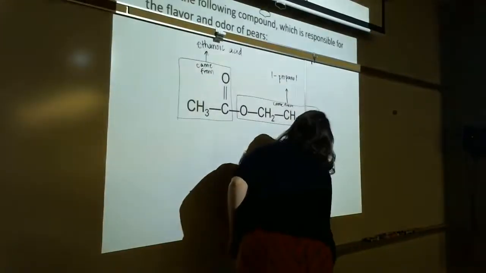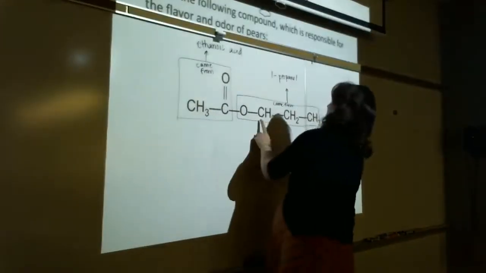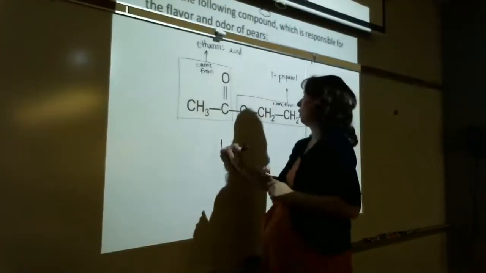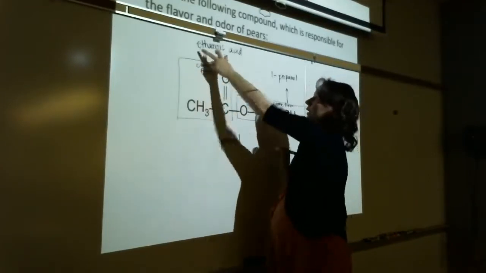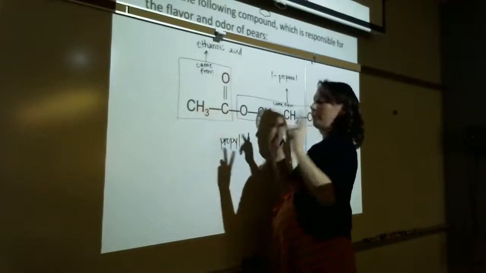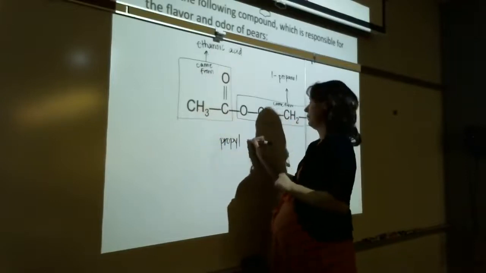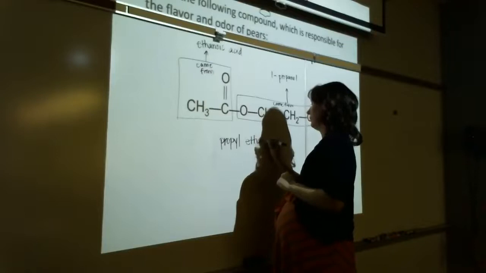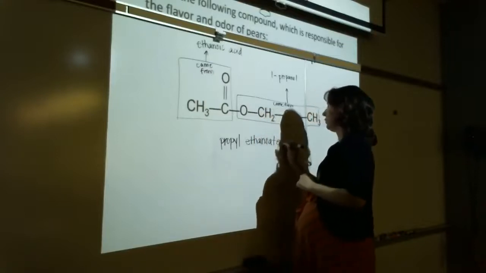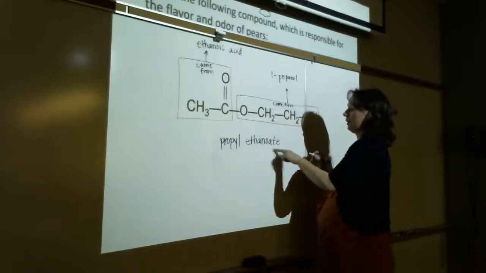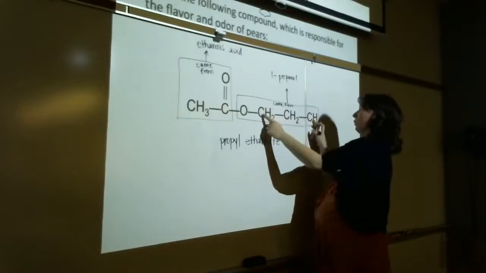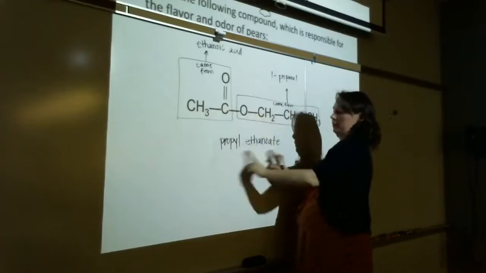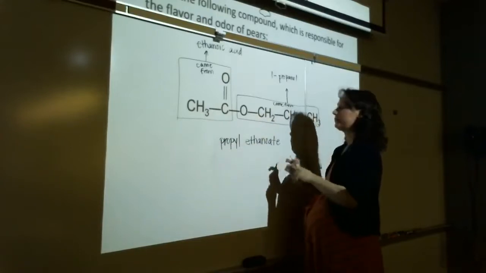So this is from 1 propanol, right? So it'd be propyl. And then this is the new parent chain, so to say. And then the suffix is -oate. Okay, so propyl ethanoate. Does that make sense?